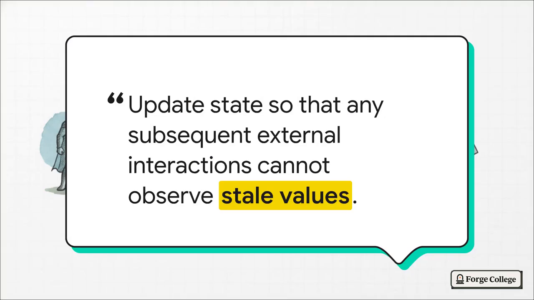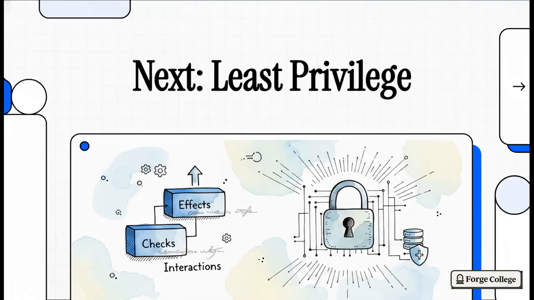I really want to leave you with this golden rule today. Always update state so that subsequent external interactions cannot observe stale values. You should literally burn this into your memory. It is the ultimate takeaway from our makeover today. If you remember just this one sentence, you are going to avoid one of the most notorious vulnerabilities in all of Web3. And that wraps up our structural makeover.